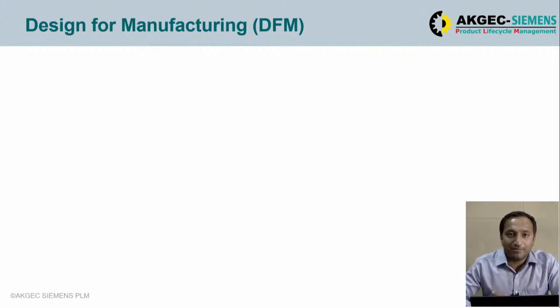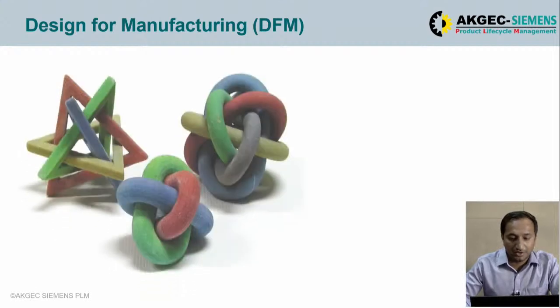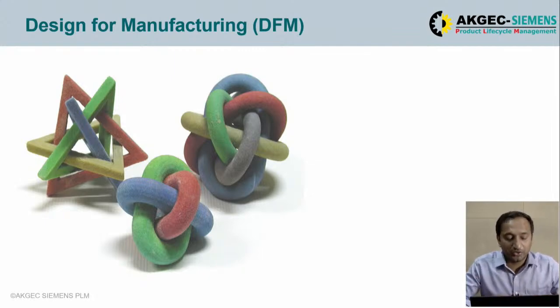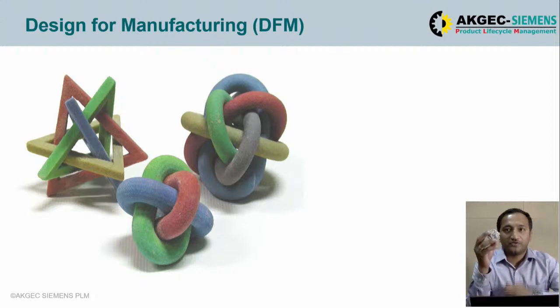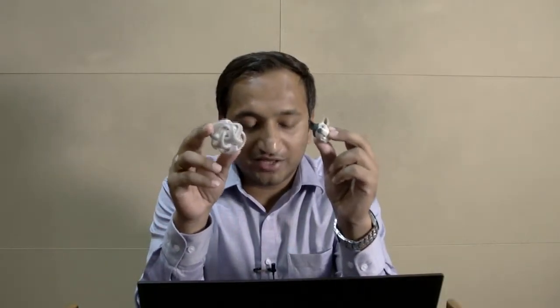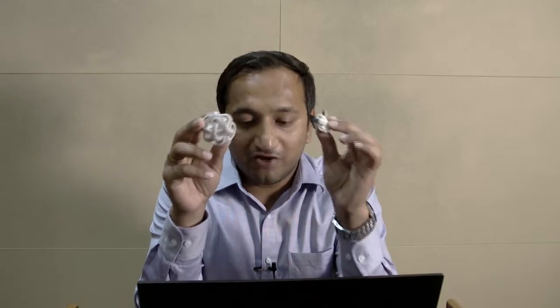Now I'll start my presentation by asking you a question: do you know how to make these parts? These are parts that you can see on your screen. They are intertwined with each other, and their shape may be complex. And another part is this one. Hope you can see it on camera. These two complex parts.